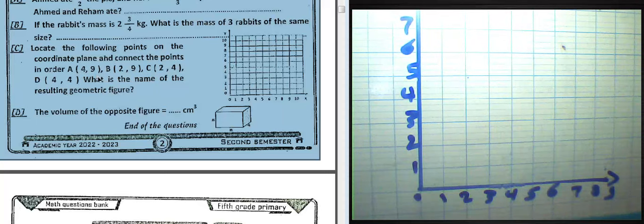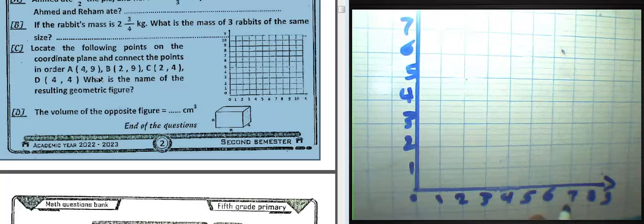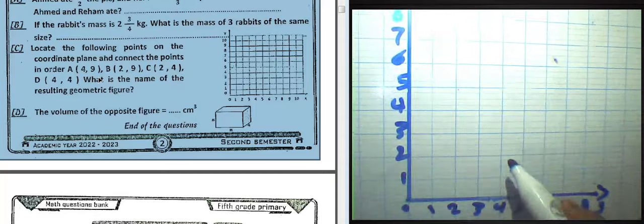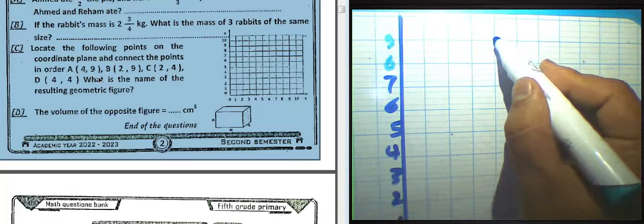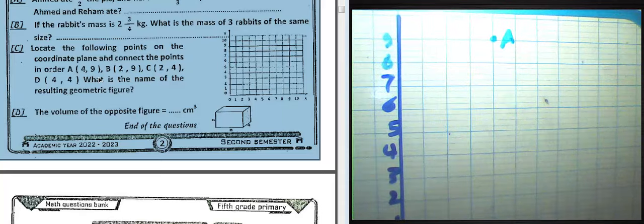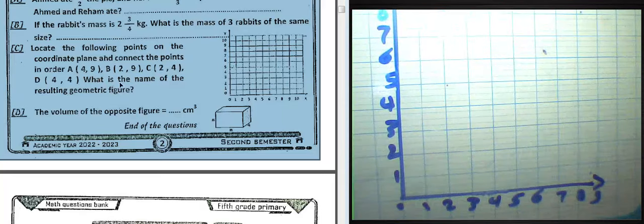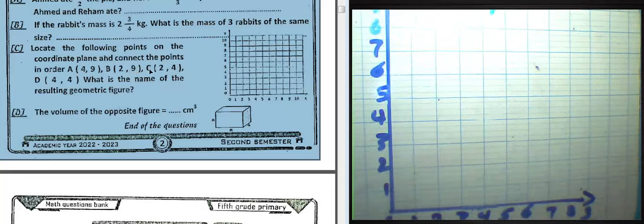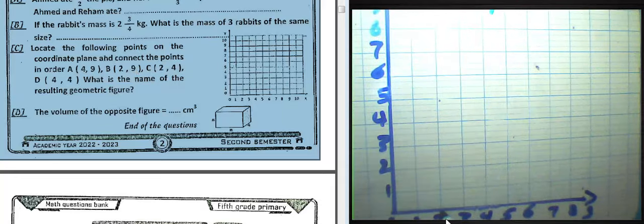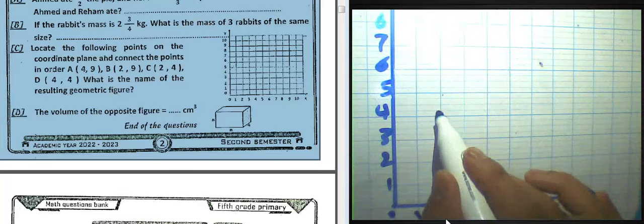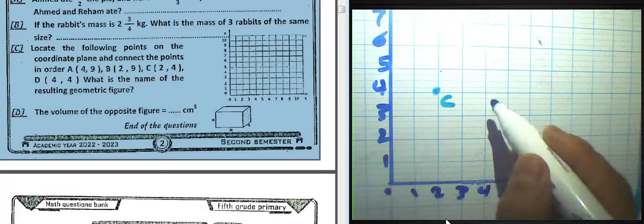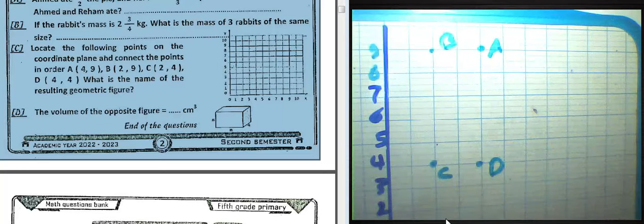The order is 4 and 9. We can begin from 4 and going to 9, 7, 8 and 9. 4 here and count 9 points to get here. It will be A. And B equals 2 and 9. Start from 2 and going to 9 here. And C is 2 and 4, right? Beginning from 2 and going to 4. It will be C. Okay. And D from 4 to 4. 4 here to 4. And then we can draw here.